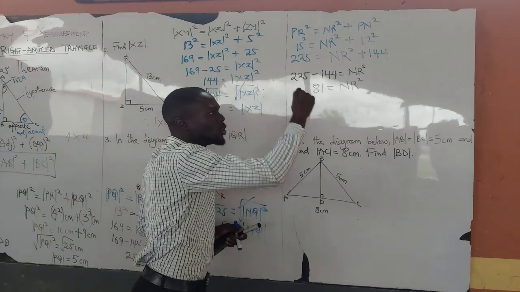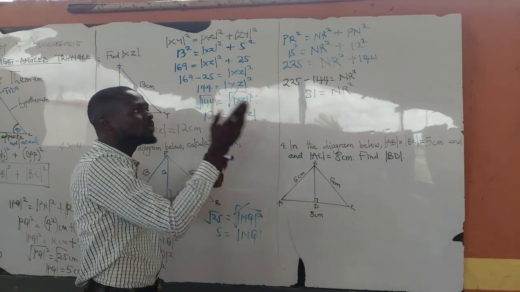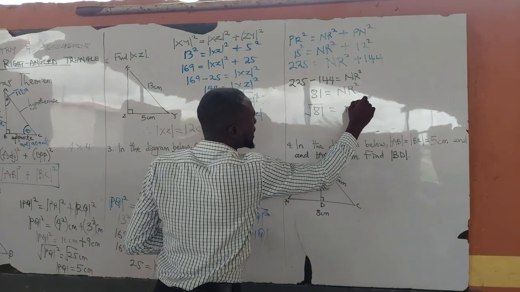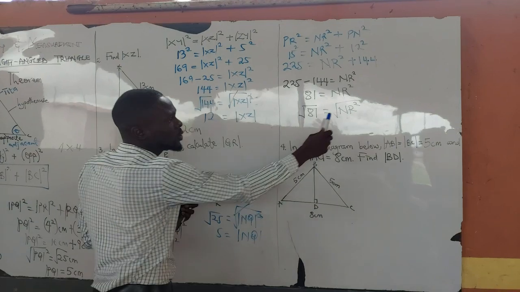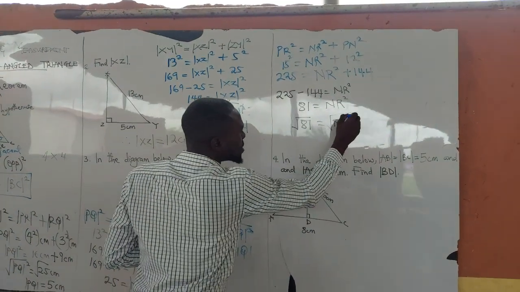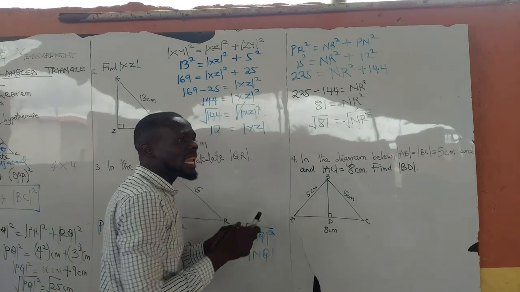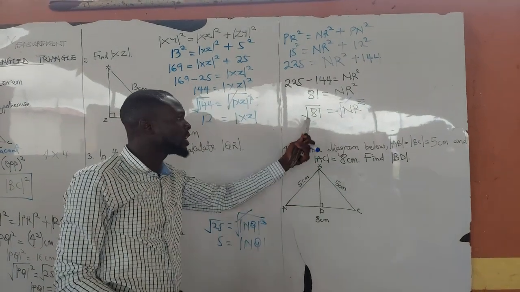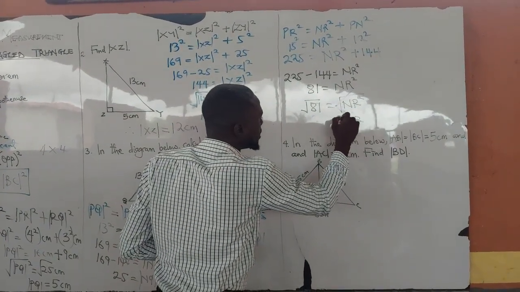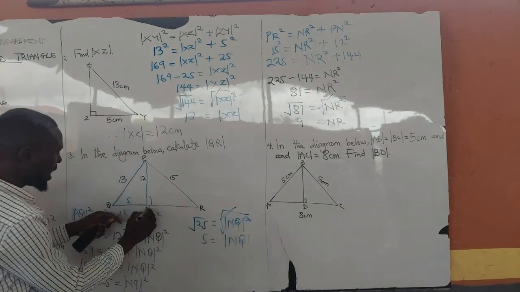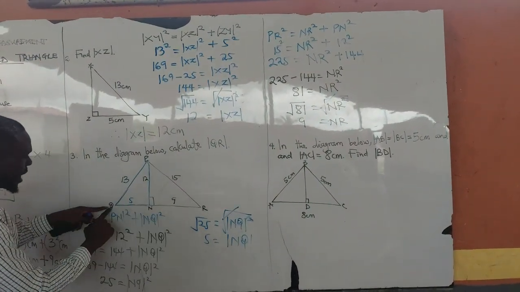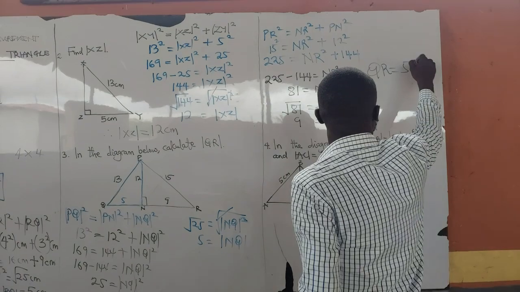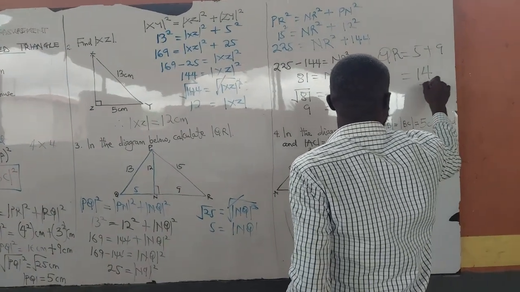You want NR, not NR squared. So we square root both sides. So we have the square root of 81 is equal to the square root of NR squared, because we want to get rid of the square. So this will cancel out this. Now, what number times itself will give you 81? 9 times itself will give you this. So we can say NR is equal to 9. Now, if this side is also 9, and you have been asked to calculate QR, you can just say QR is equal to 5 plus 9, which is equal to 14.